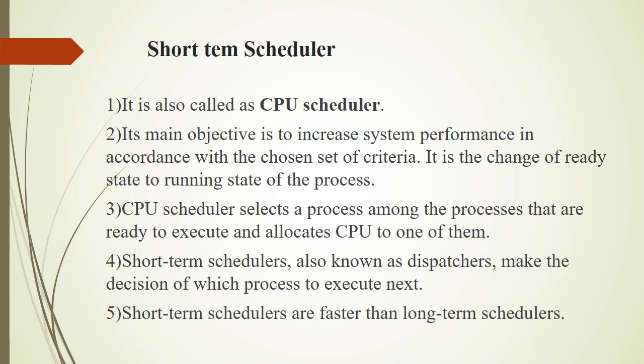Now we learn the short-term scheduler. The short-term scheduler is also called the CPU scheduler. The short-term scheduler decides which of the ready processes is to be scheduled or dispatched next. The main objective is to select one process from the ready queue and allocate the CPU to the selected process. It is also called a process scheduler. In case of input-output bound jobs, the ready queue is almost empty, so the short-term scheduler has very little work to do.